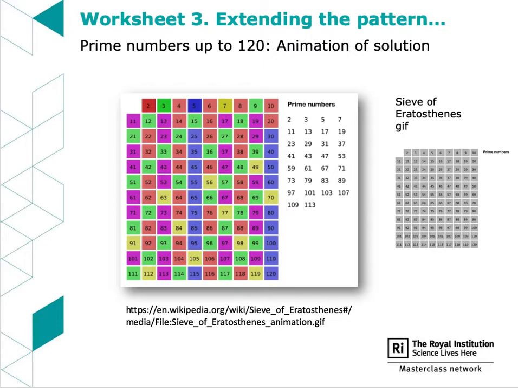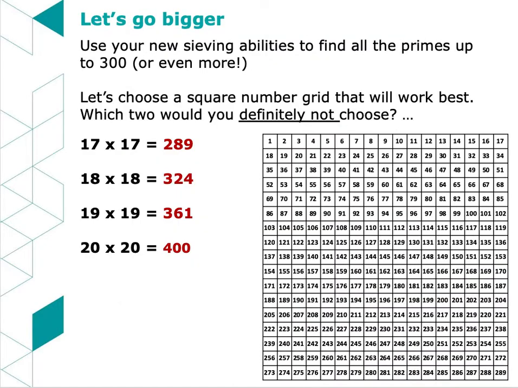On the slide at the moment, we have the answers of the ones that were currently sieved out. I wonder if you spotted any patterns. The next set of slides will introduce the next activity of finding even bigger primes using a larger number grid. Use your sieving abilities to find all the primes up to 300 or even more.